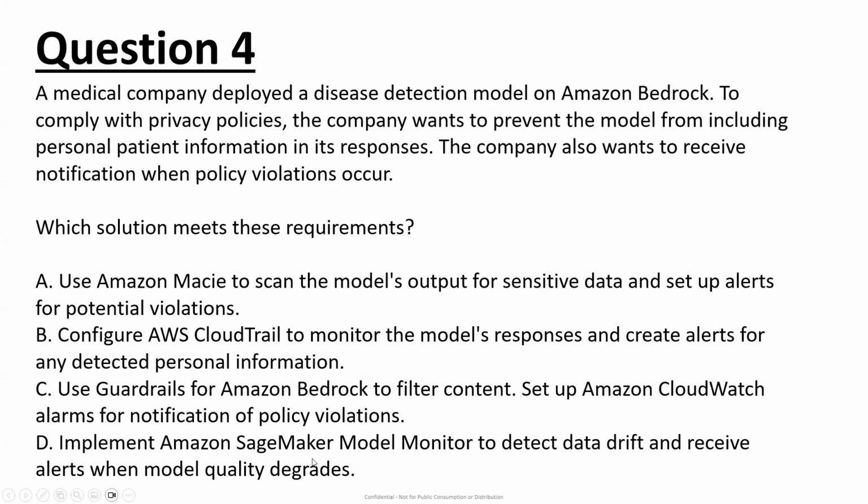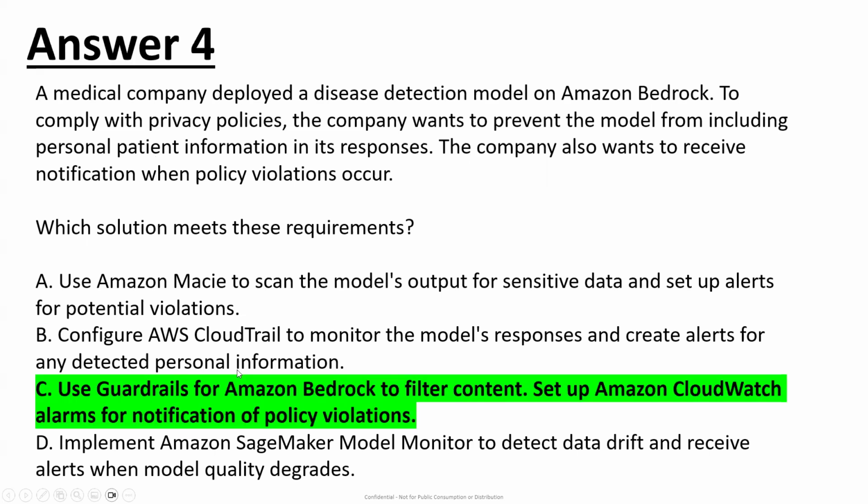Option D: implement SageMaker Model Monitor to detect data drift and receive alerts when model quality degrades. No, it is a model monitor. I will discuss it in my next video on model governance. But Model Monitor is not about this, as the question is not asking for data drift. It is asking to prevent the model from including personal patient information, which means we need to first identify the PII and then redact it. So it cannot go with Model Monitor. The answer should be option C.